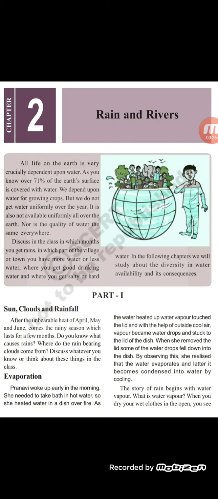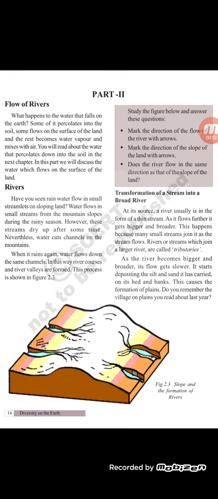Okay, students. Today we will learn a lesson from 7th class, the second lesson, second part, Rain and Rivers, part 2. Before learning this lesson, we should learn about river. First we will see what is river. In this topic we will discuss flow of rivers, transformation of stream, those kinds of topics.